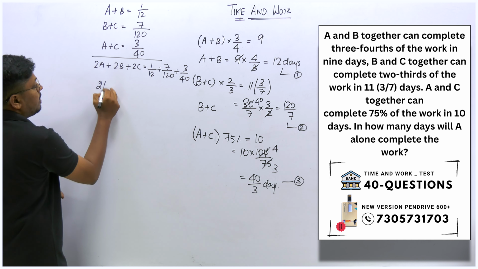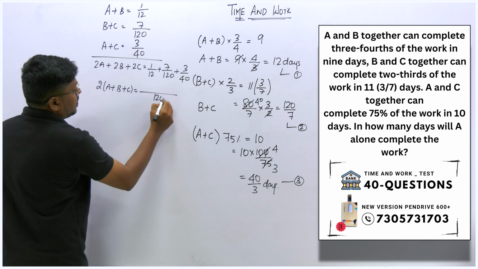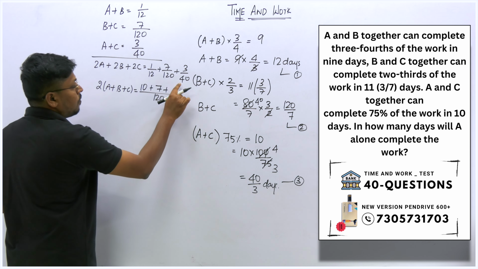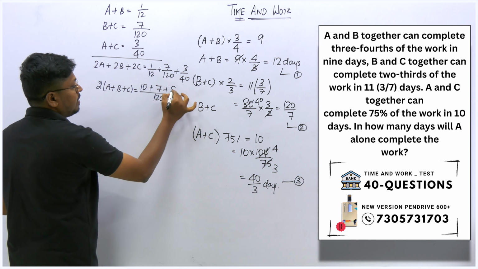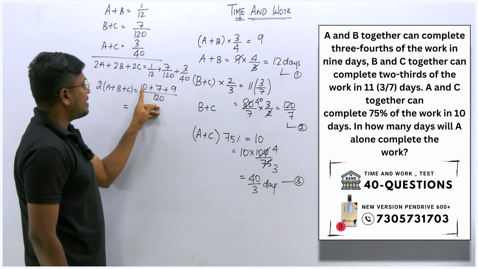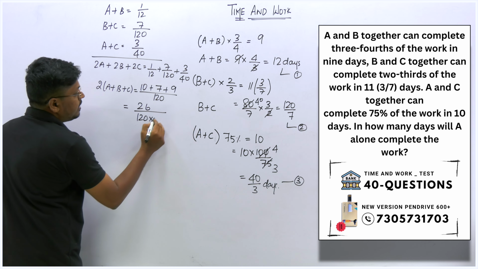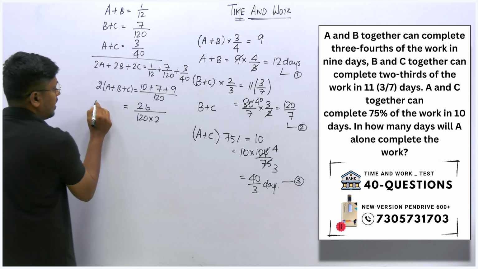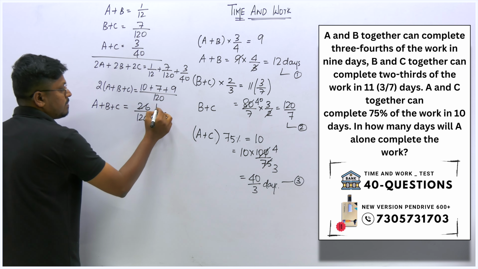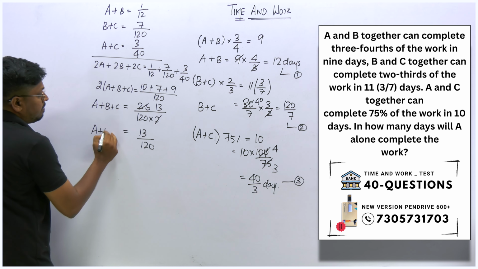So when you take 2 common, A plus B plus C is equal to, so take LCM as 120. So this will be 10 times, so 10, already 7 here, 4 3s are 12, 120, 3 into 3 will be 9. So resultant will be 9 plus 7 will be 16, 16 plus 10 will be 26. So 26 divided by 120 into 2, when you bring this 2 to the denominator, right? So A plus B plus C is equal to, we can cancel it, this becomes 13 divided by 120, A plus B plus C.